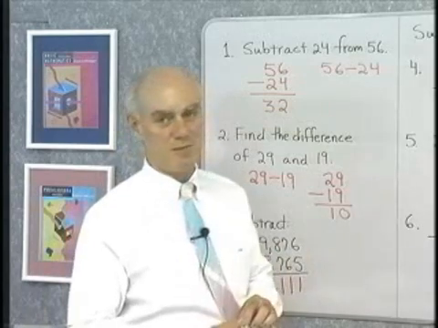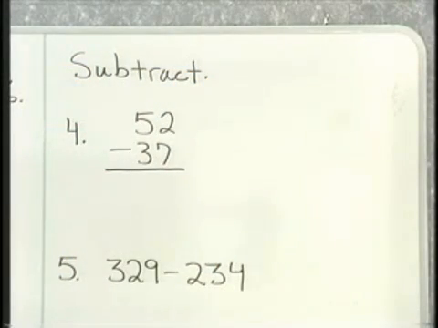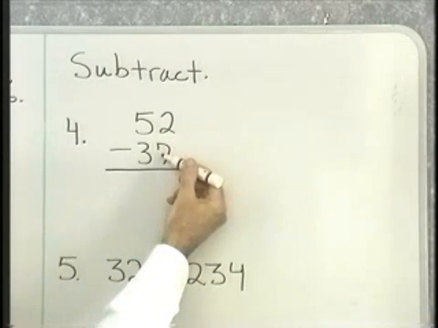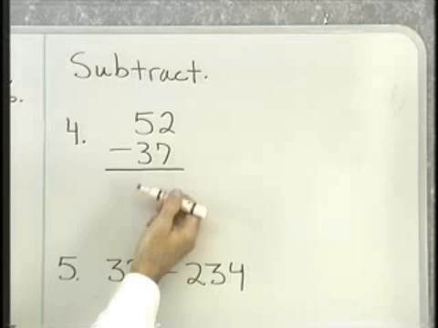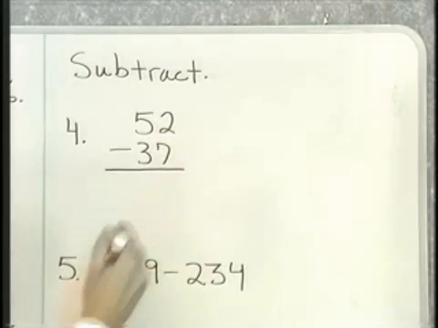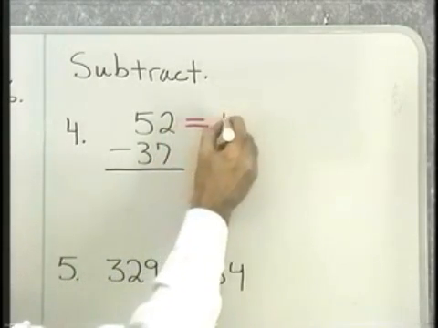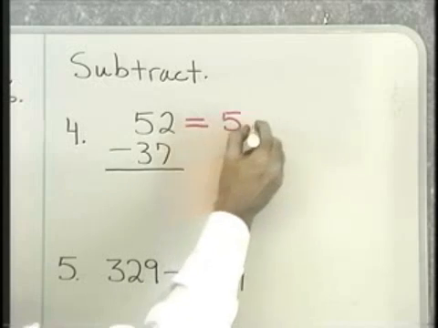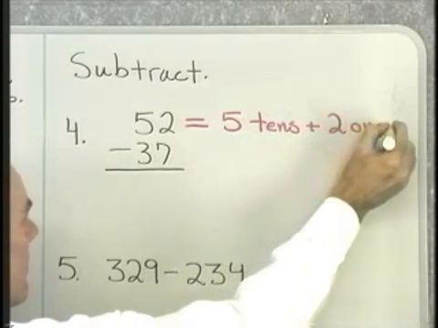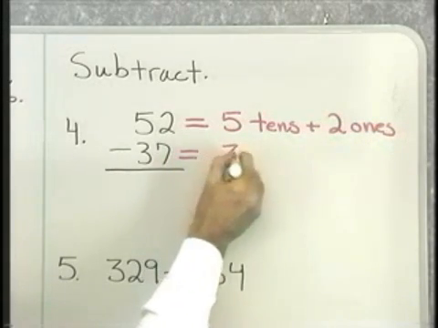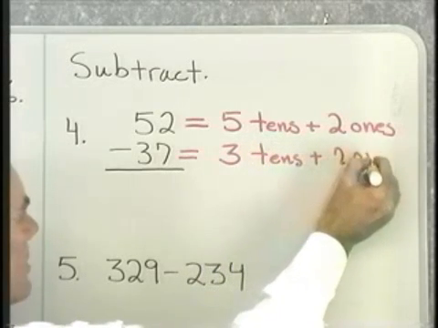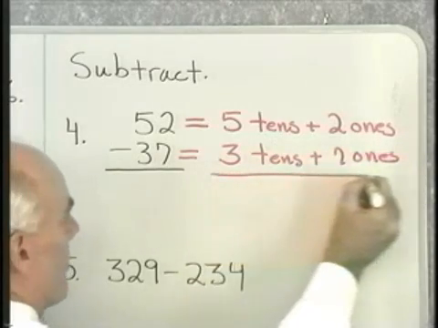Let's go on now and look at our next problem. I have 52 subtract 37, and right away I'm going to have difficulty because I have 2, but I can't subtract 7 from it because 2 is less than 7. If I try to say 7 from 2, I don't know how to do that because the 2 is smaller. So I'm going to unravel this a little bit and write it in terms of the place value of the digits. I have 5 tens plus 2 ones. And for 37, I know that means 3 tens and 7 ones.